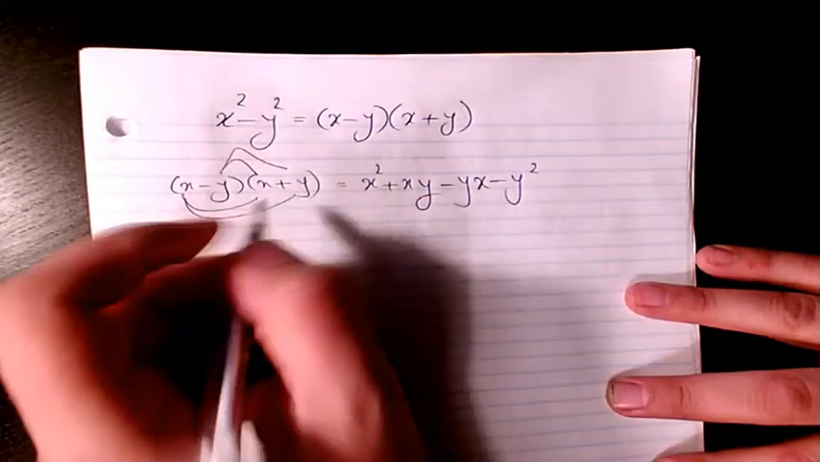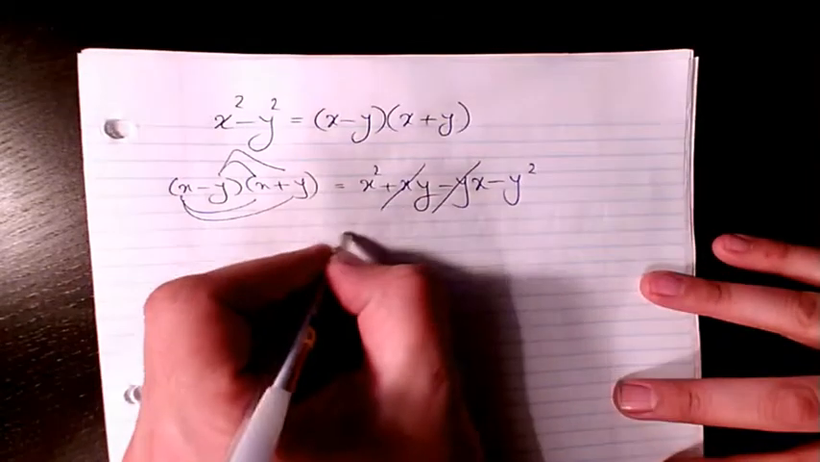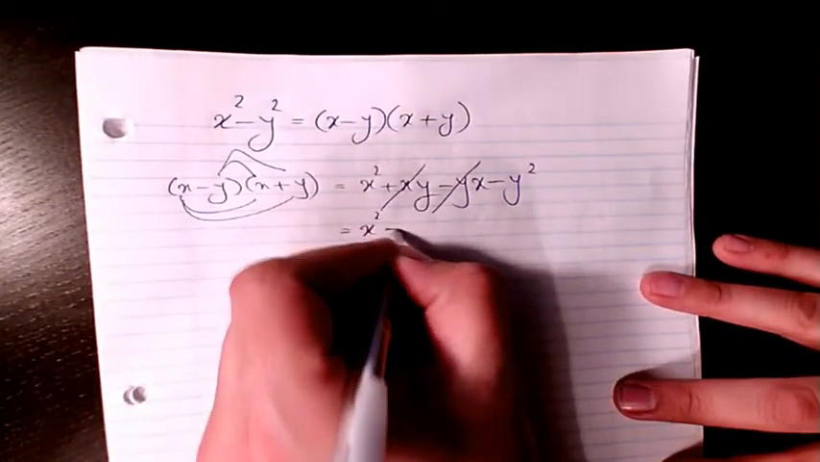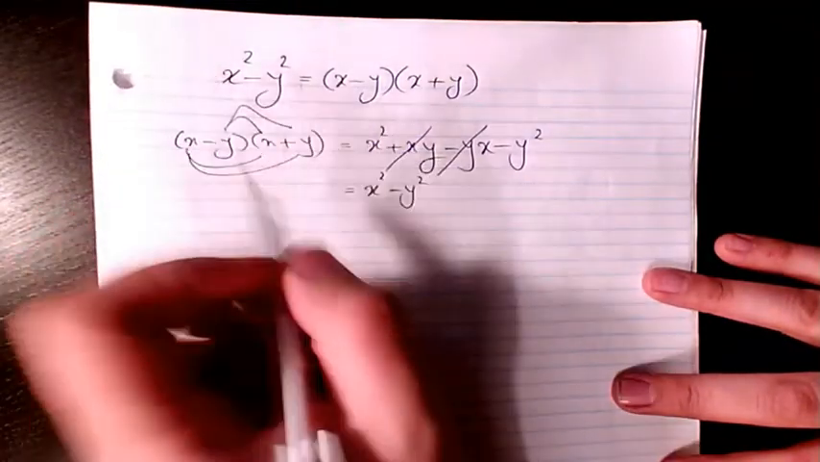Negative y times positive y is going to be negative y squared. These two cancel out because they are equal with different signs. So the answer will be x squared minus y squared. Now let me do the other way around.